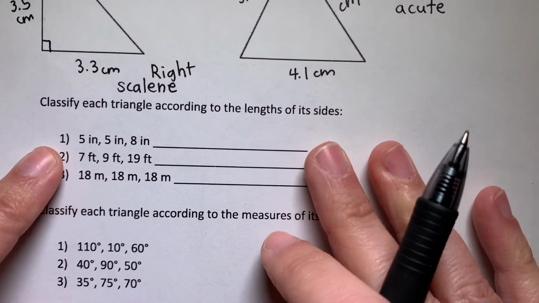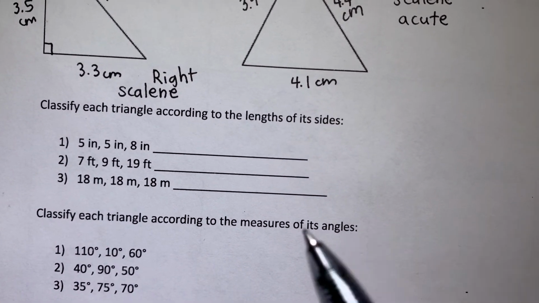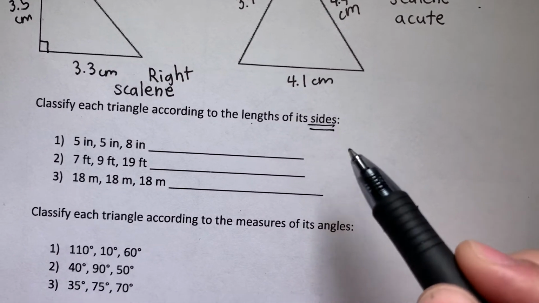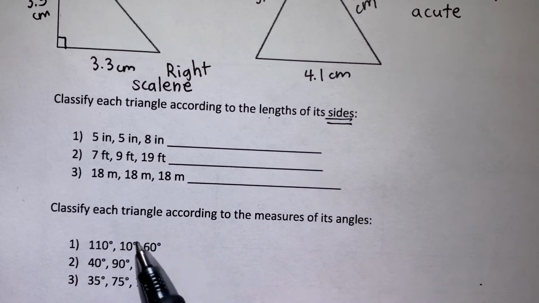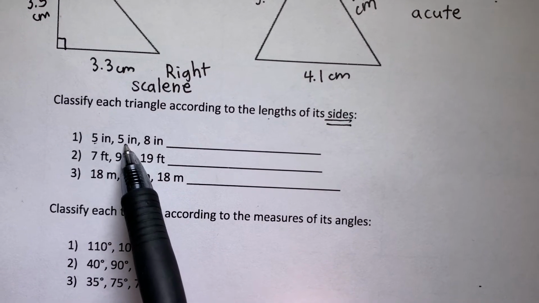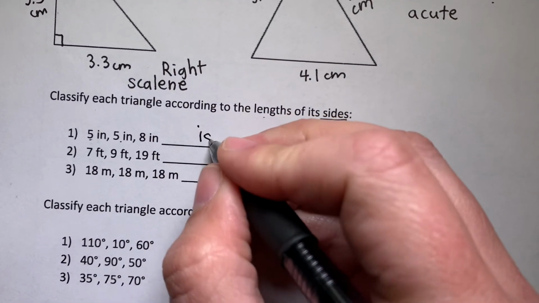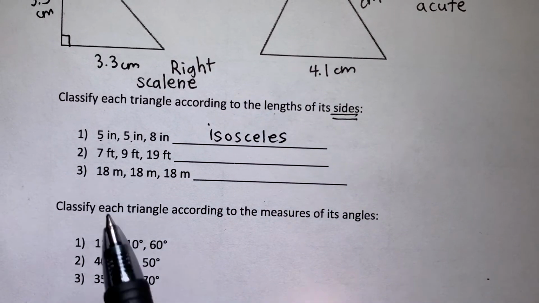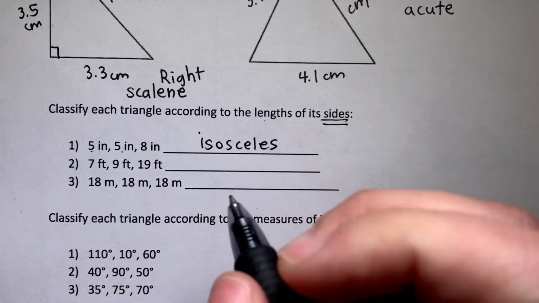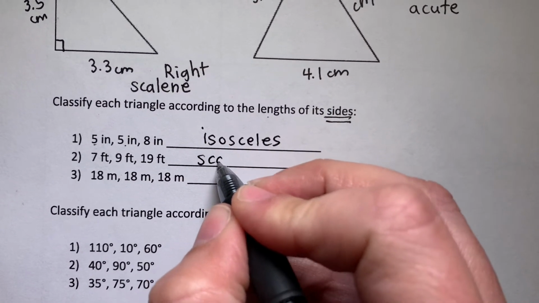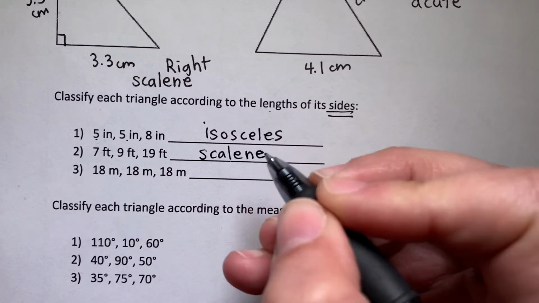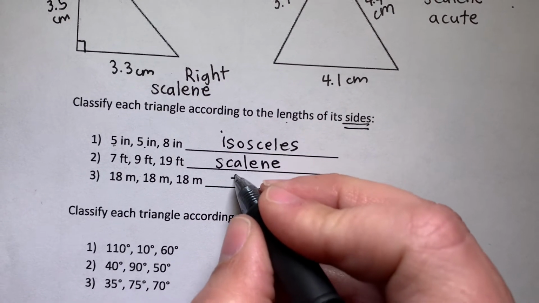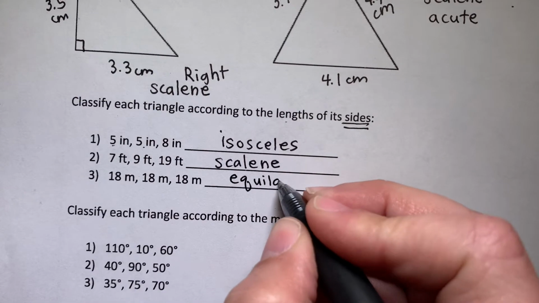Okay, so let's practice right here using our vocab. It says classify each triangle according to the lengths of its sides. So here we are naming a triangle by its sides. I can see right away we have two side lengths that are exactly the same. So that tells me that this is going to be an isosceles. Looking here, 7, 9, 19, none of those are the same, which means it is a scalene. 18, 18, 18, all congruent, all the same, which makes it an equilateral triangle.